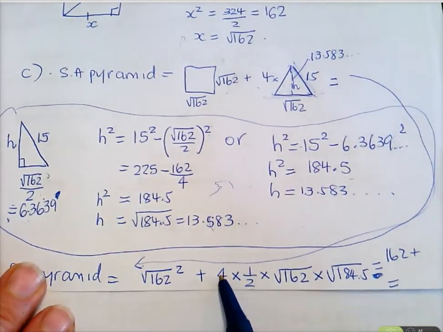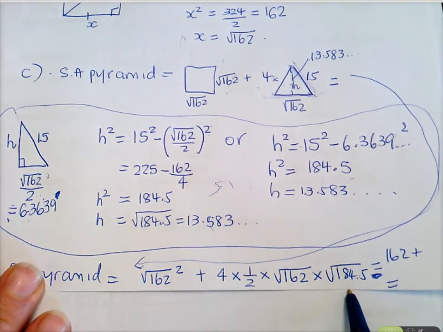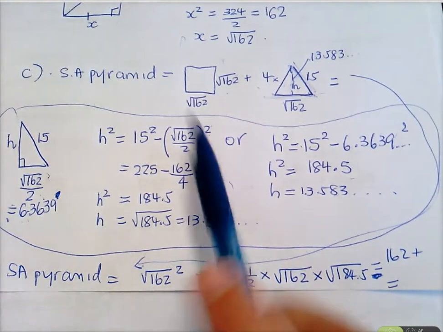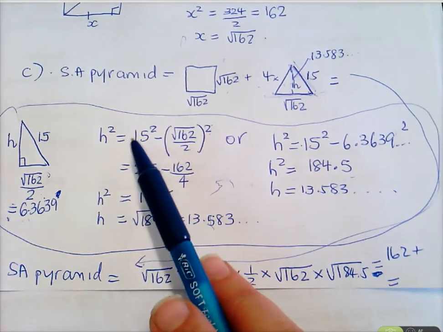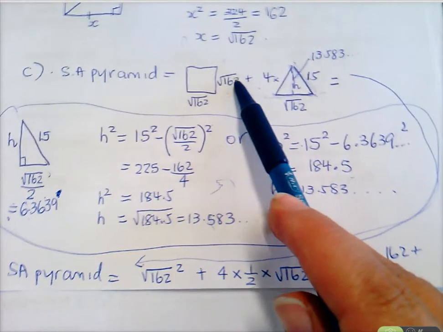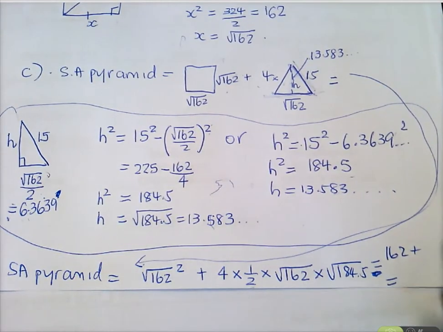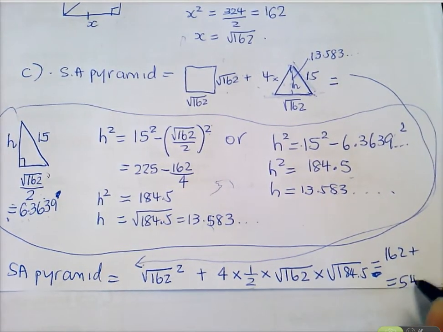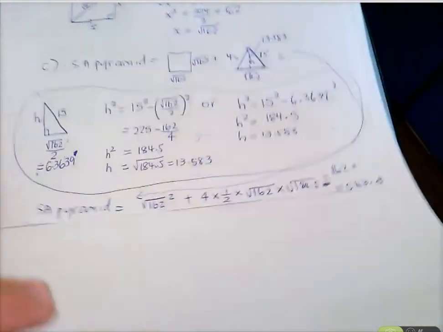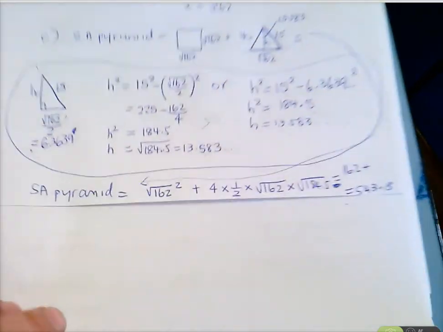I don't know what this is. 4 times a half is 2 times that times that. Anyone? Do you see the beauty in leaving it as the square root of 162? Because the square root of 162 times the square root of 162 is 162. Exactly. The whole thing. And is that correct? No. 507.8.